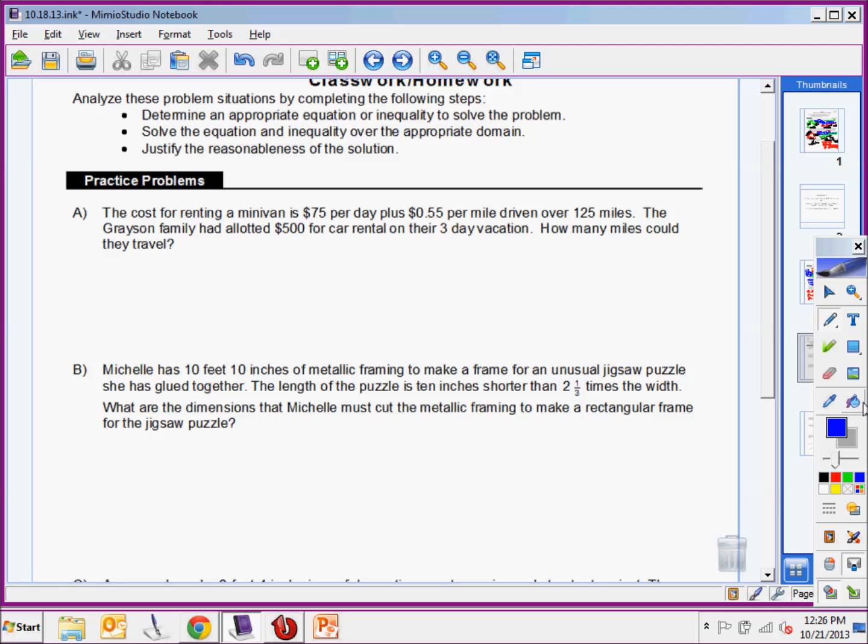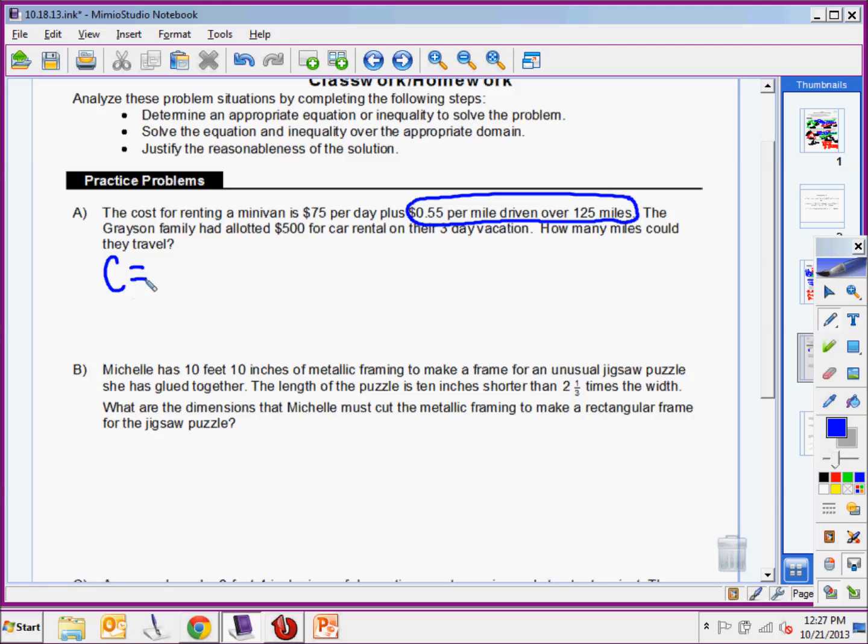The cost for renting a minivan is $75 per day, plus 55 cents per mile driven over 125 miles. What this part is telling you is that I can drive up to 125 miles and not have to pay for the miles, right? But once I drive more than that, what's going to happen? I have to pay 55 cents a mile. So whatever my miles is, I'm going to have to subtract how much? 125. Okay?